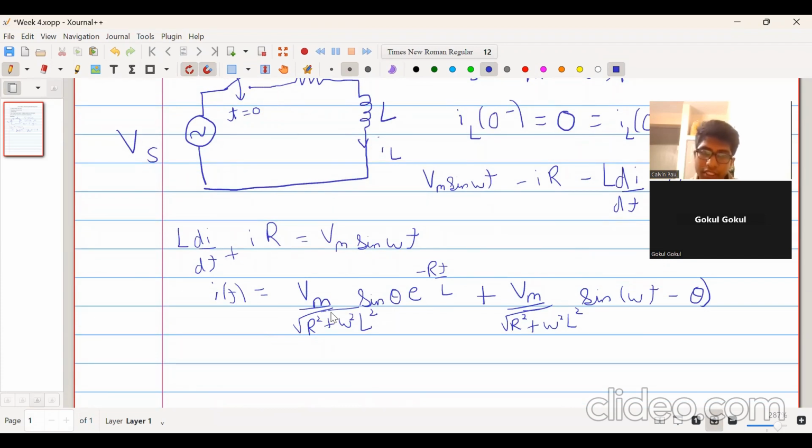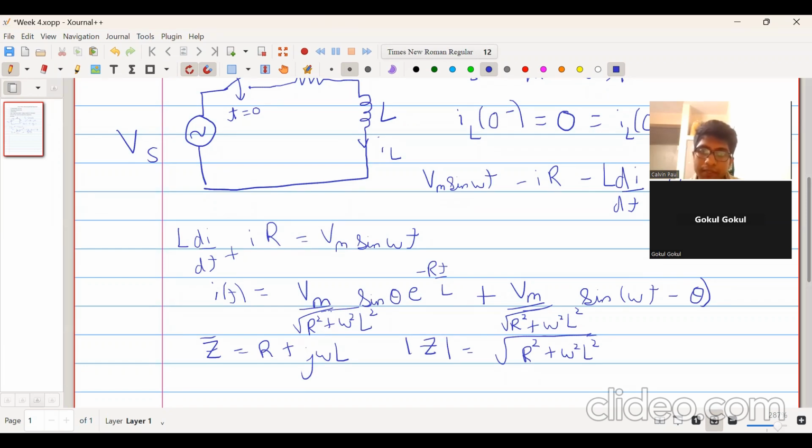Now if you look into this equation, there are two parts. And one more thing to notice: this is in ampere, this is in volt, so this must have the dimension of ohm. So this is like the impedance of the circuit. Like in an AC circuit, the impedance Z in phasor is R plus j omega L. The magnitude of this impedance Z is the square root of R square plus omega square L square. So that's why this has the dimension of current. That's how we verify that the equation we got is correct.